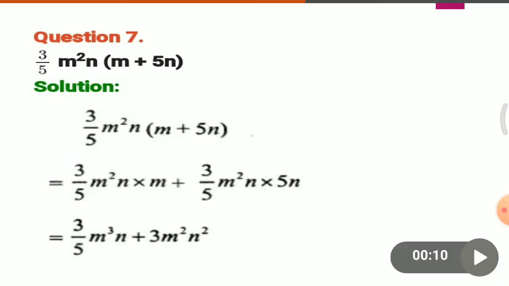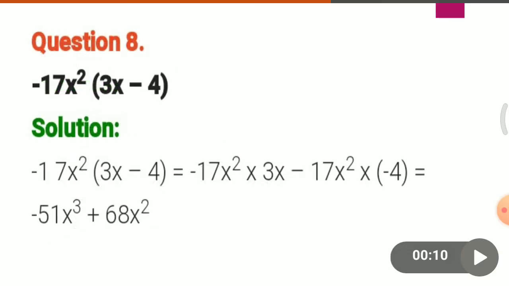Okay. Now next question, minus 17x² multiply (3x − 4). You write minus 17x² multiply 3x and minus 17x² multiply minus 4. You multiply 17 times 3 is 51, minus 51, x power 2 and x power 1 gives x power 3, and minus times minus is plus, 17 times 4 is 68, x power 2. It means minus 51x³ plus 68x². Okay guys.